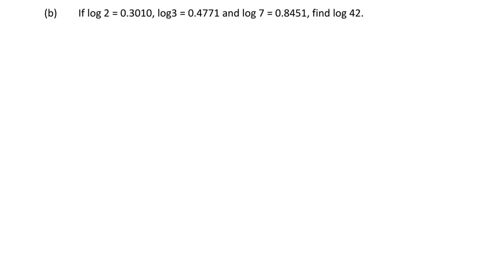Part B of the question, if log 2 equals to 0.3010, log 3 equals to 0.4771, and log 7 equals to 0.8451, find log 42. Okay, so for this one, first we are going to express 42 as a product of the prime factors. Then we can write this as log 42 equals to log 2 times 3 times 7.